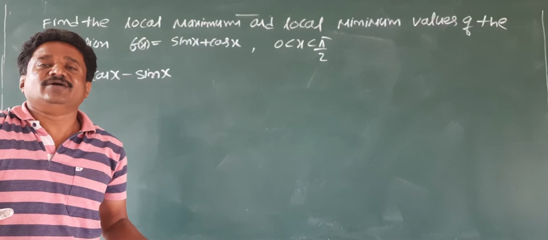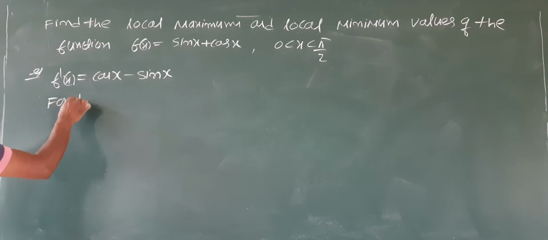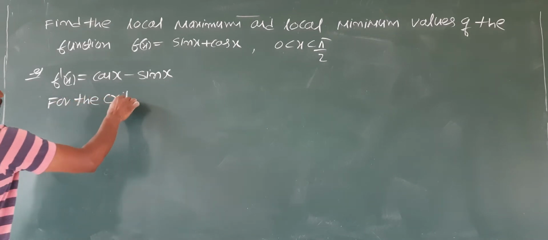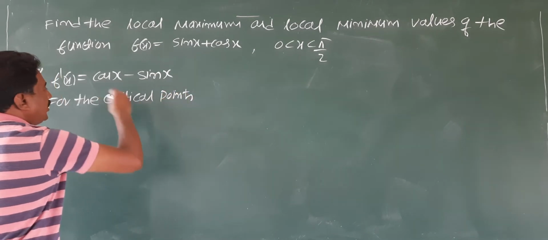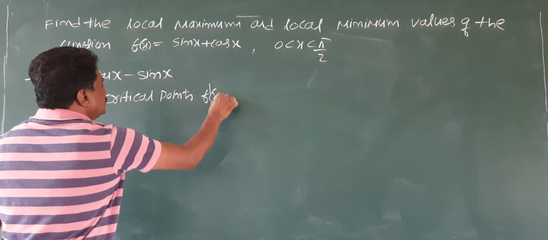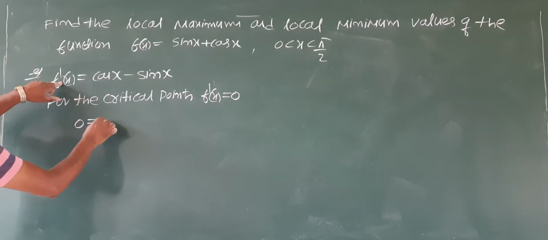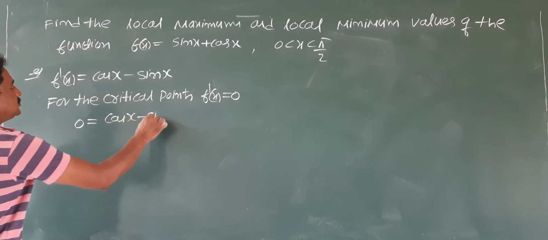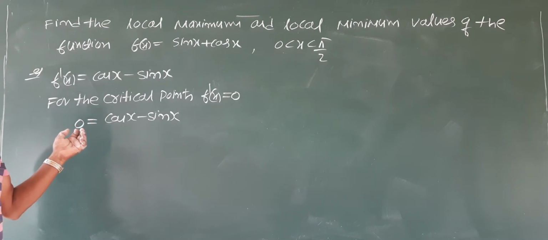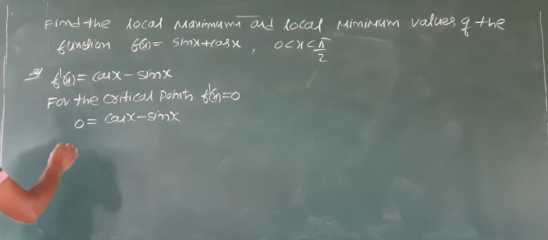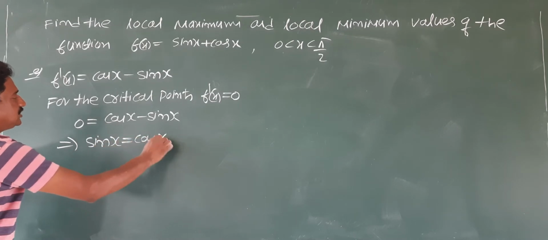First, let's go for finding critical points. For the critical points, f dash x is 0. Put f dash x equals 0: 0 equals cos x minus sin x. Bring that minus sin x this side. This implies sin x is equal to cos x.